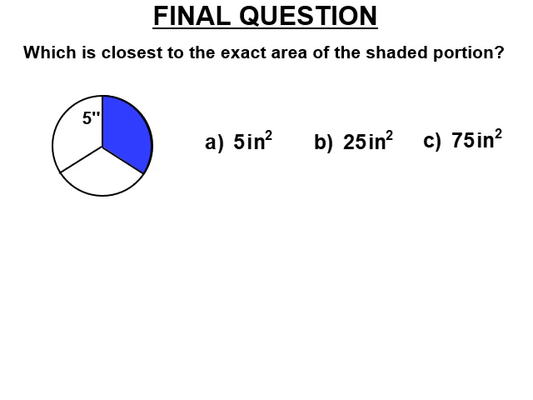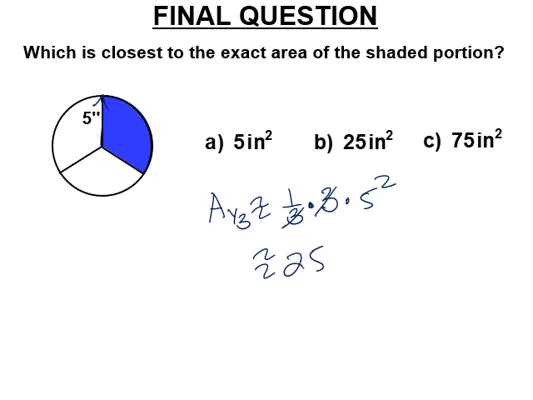So what fraction of a circle is that? Hopefully you realize it's 1/3 of a circle. So it's 1/3 times whatever we're going to use for pi. I'm going to use 3. Ooh, look at how convenient that is. Times the radius squared. So those cancel out, and the radius is 5 inches, so it's 5 squared. It's approximately 25 square inches.